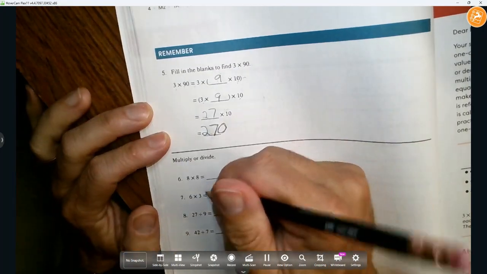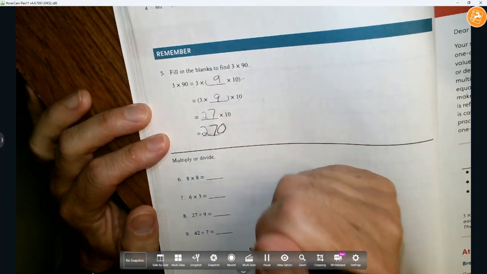All right. I'm not helping on these. Just make sure you pay attention to if you're multiplying or dividing.